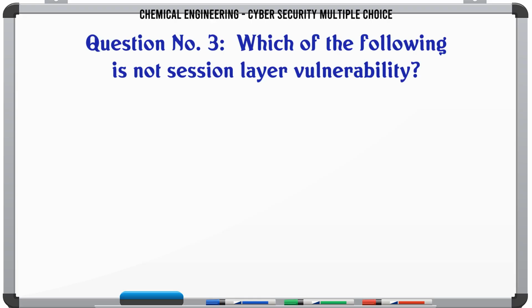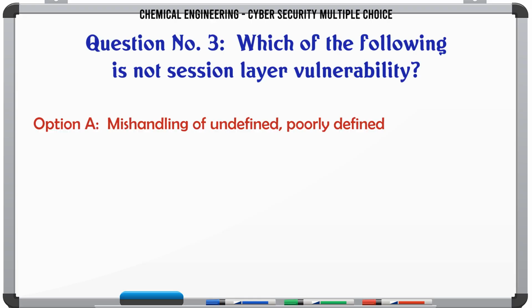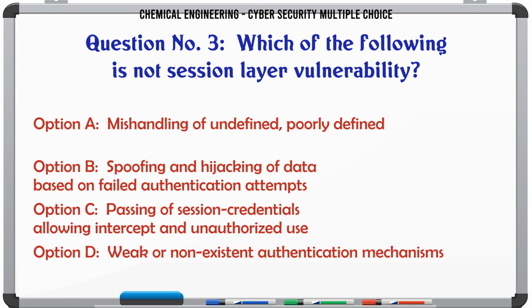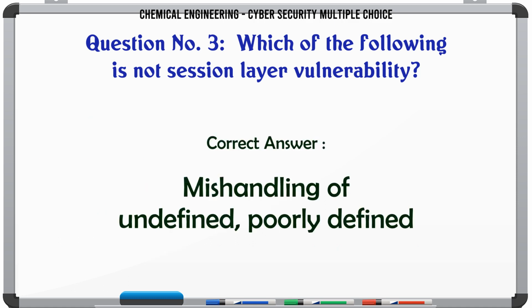Which of the following is not a session layer vulnerability? A. Mishandling of undefined, poorly defined. B. Spoofing and hijacking of data based on failed authentication attempts. C. Passing of session credentials allowing intercept and unauthorized use. D. Weak or non-existent authentication mechanisms. The correct answer is mishandling of undefined, poorly defined.